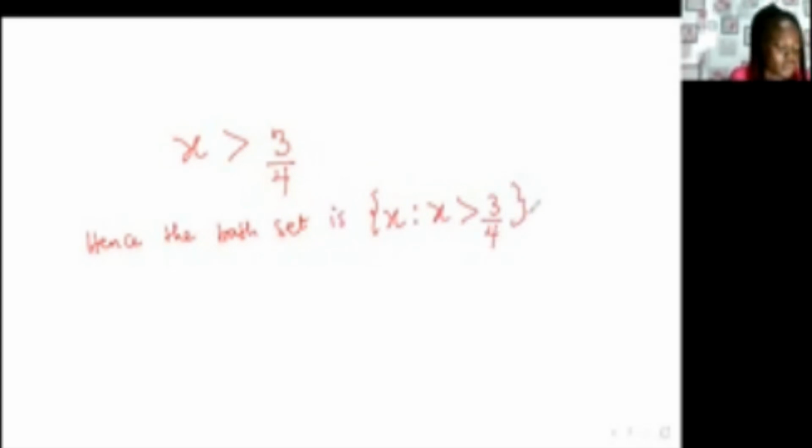It says find the true set. So hence the true set is x such that x is greater than 3 over 4. Okay, so this question didn't ask us to illustrate on a number line, so you leave it as such. So I'll give you one more example. Try your hands on it.